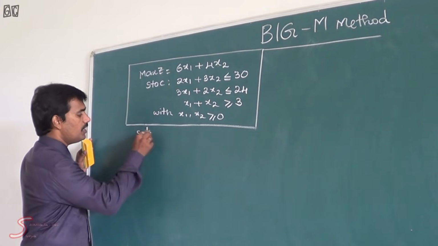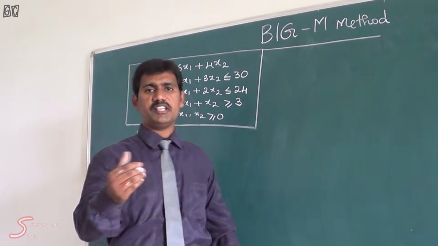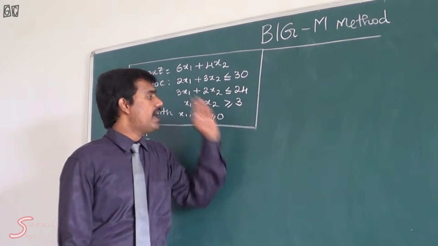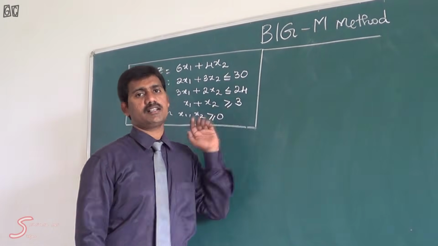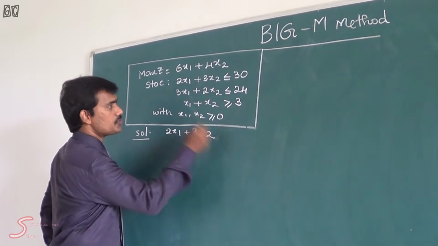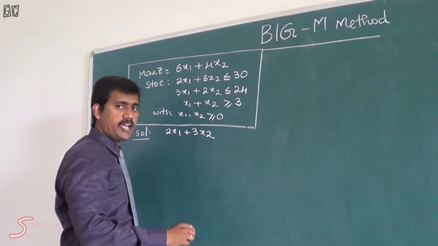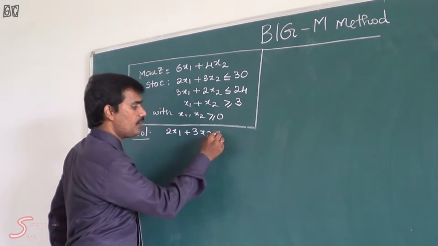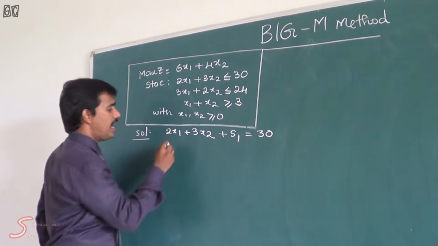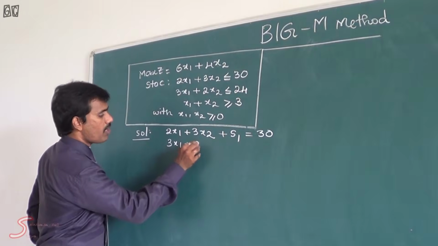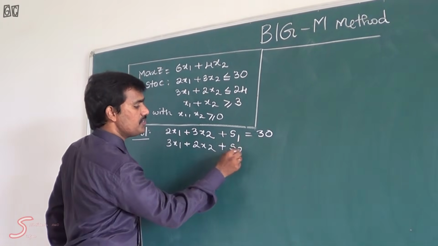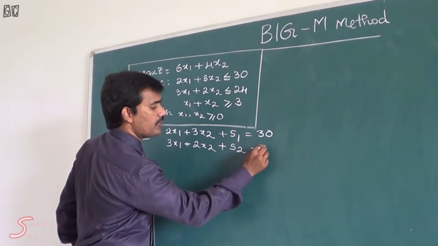As usual, first we have to change the inequalities into equalities by introducing a slack variable for the first constraint and surplus variables for the third constraint. That is 2x1 plus 3x2, which is of the less than or equal to type. So, as in the simplex method, we use slack variable s1, equal to 30. And 3x1 plus 2x2 less than or equal to 24, so again we introduce slack variable s2, equal to 24.